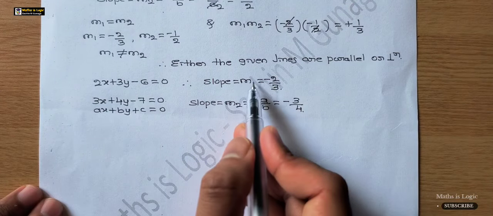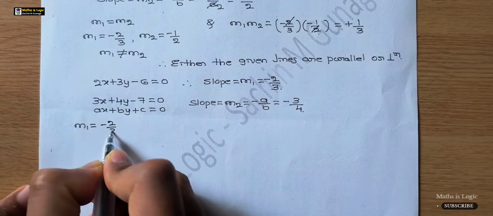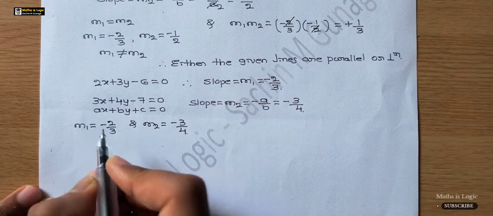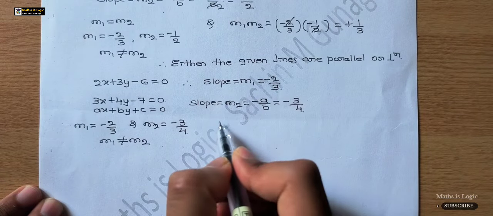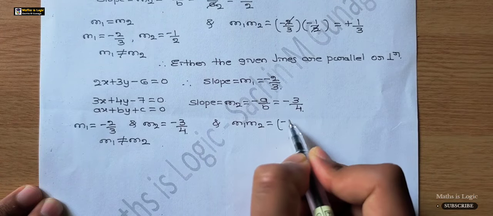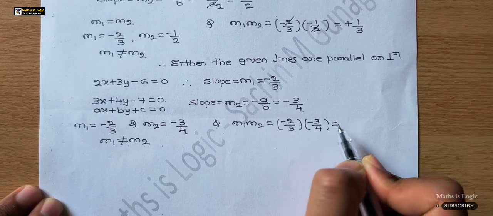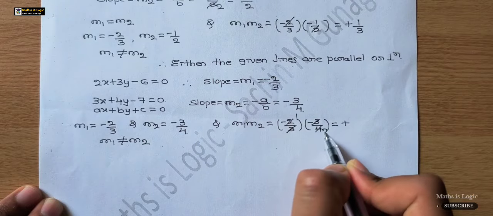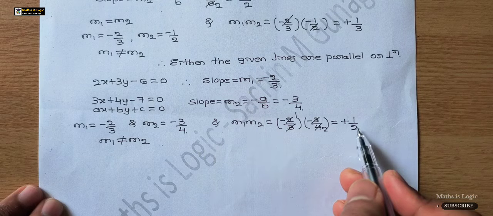Now check the condition. m1 is minus 2 divided by 3 and m2 is minus 3 divided by 4. That means m1 is not equal to m2, correct? And multiply m1 into m2. So m1 is minus 2 divided by 3, m2 is minus 3 divided by 4, which is equal to plus 3 and 3. So 2 ones are 2, 2. So what is the answer? 1 divided by 2. Therefore, m1 into m2 we are not getting minus 1.